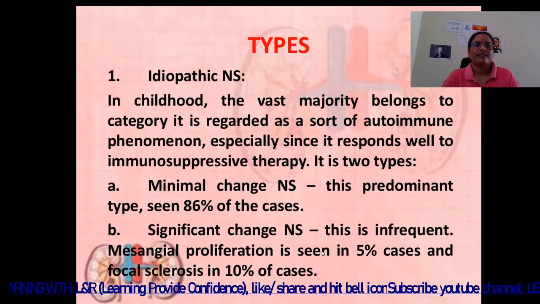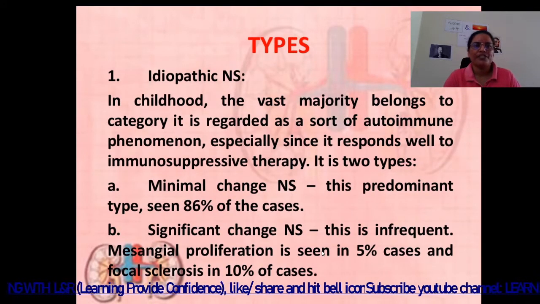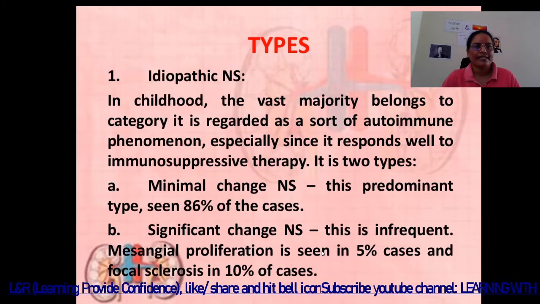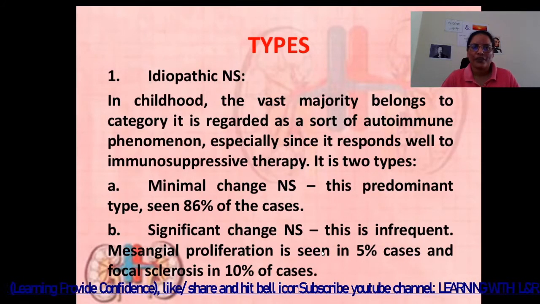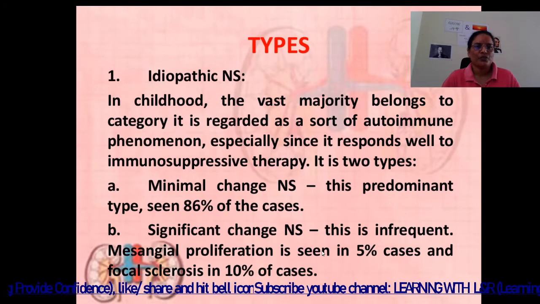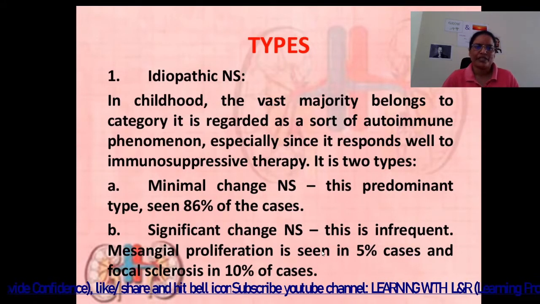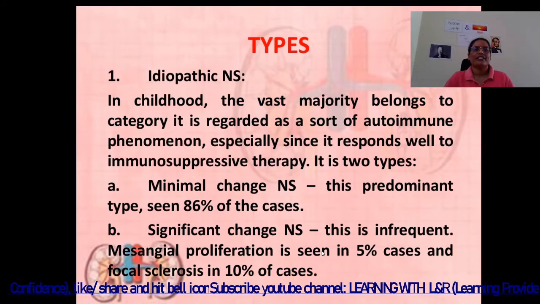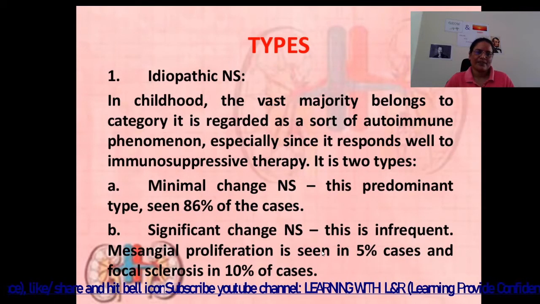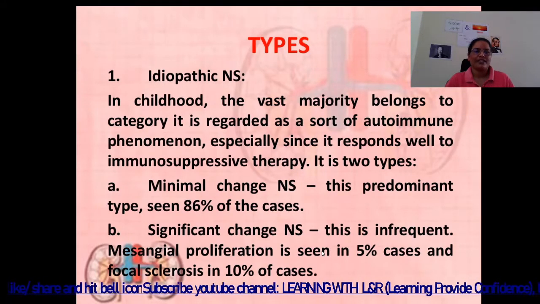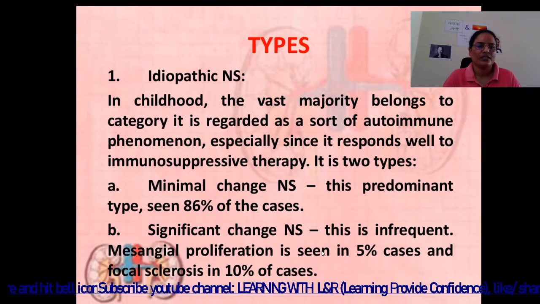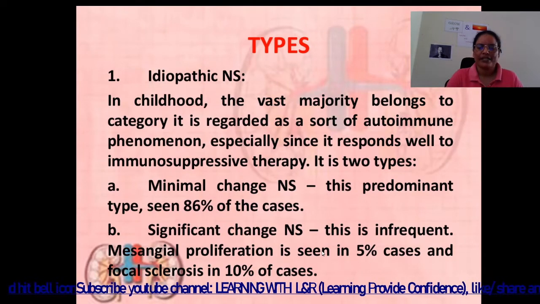Then the types of nephrotic syndrome. Idiopathic nephrotic syndrome, in childhood the vast majority belong to this category. It is regarded as a sort of autoimmune phenomenon, especially since it responds well to immunosuppressive therapy. It is of two types: minimal change nephrotic syndrome, the predominant type, seen in 86% of cases, and significant change nephrotic syndrome, which is infrequent. Mesangial proliferation is seen in 5% of cases and focal sclerosis in 10% of cases.